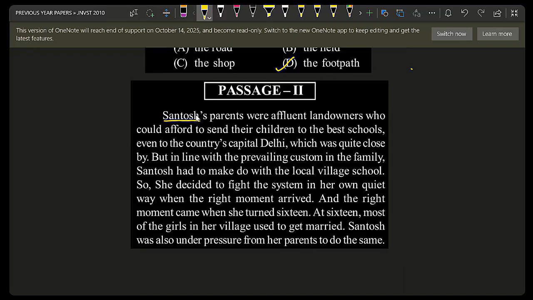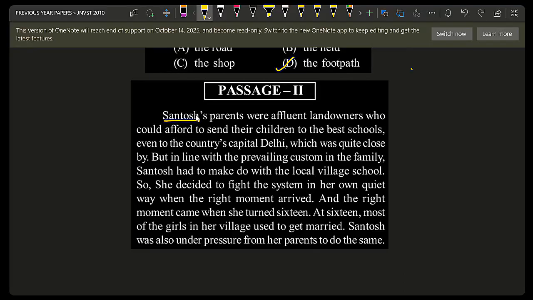They are very rich. Affluence means very rich. So they could afford to send their children to the best schools, even to the country's capital, Delhi. So maybe this passage is from olden days. Then even to Delhi, so a higher amount of charges will be there for fee, tuition fee.